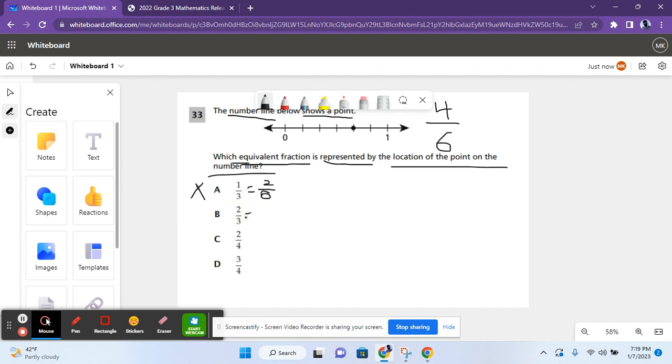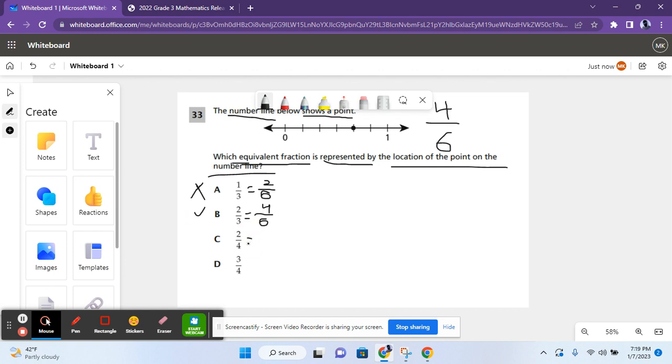For B, it says 2/3. You can multiply 2/3 numerator and denominator by 2 to get a denominator of 6. 3 times 2 is 6. 2 times 2 is 4. 4/6 equals 4/6, so B is a potentially correct answer.